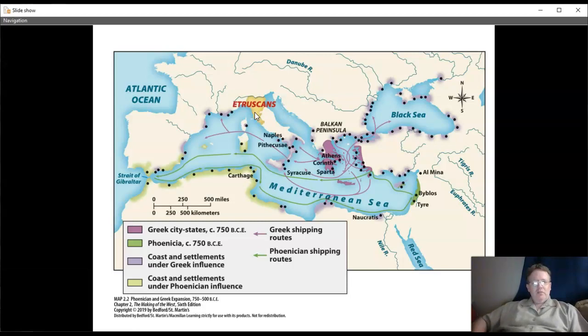Let's see. You can always come back to this map if you want to see something on it. Let's see what I want to go to next. Citizenship and freedom in the Greek city-states. Alrighty.